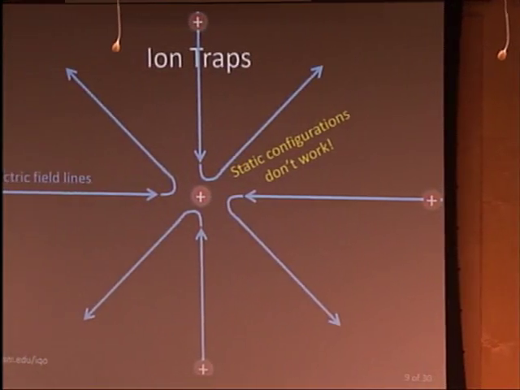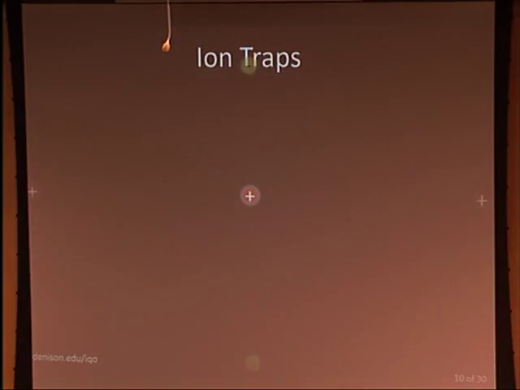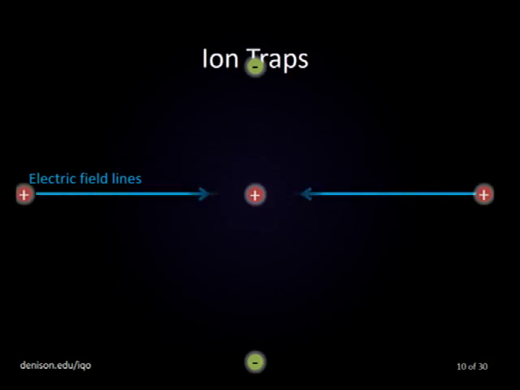And so the way we do this instead is we make, instead of a static configuration of fields, a dynamic configuration of fields. So we instead surround it with positive and negative charges, effectively. So now at any instant in time, it's actually anti-trapping in one direction. So the ion would like to start moving in this direction. But before it gets very far, we switch the electric field direction around. So it goes the other way, and now it gets pushed back towards this way and wants to go this way instead.